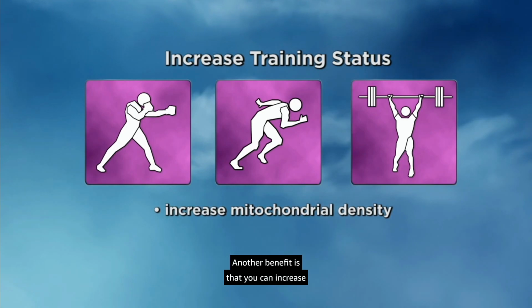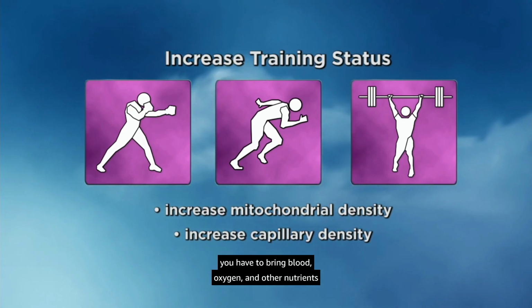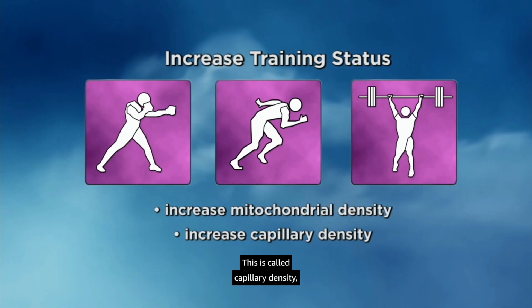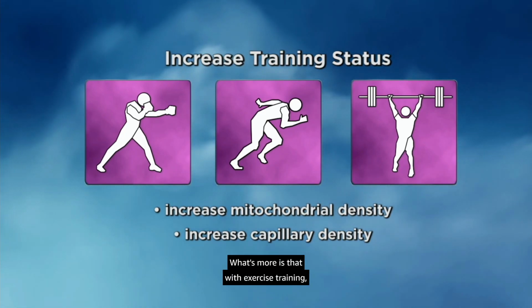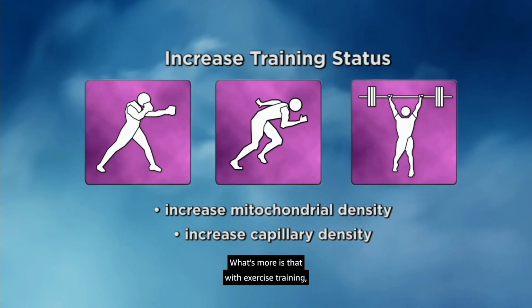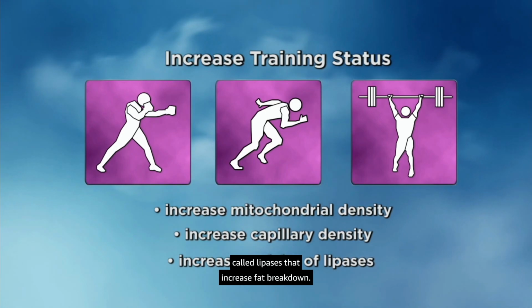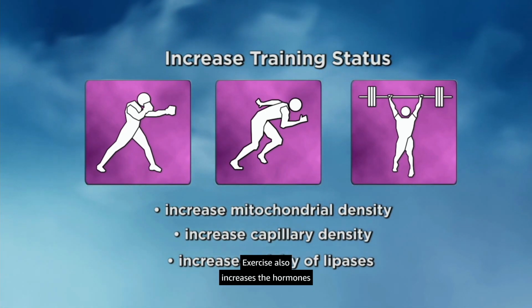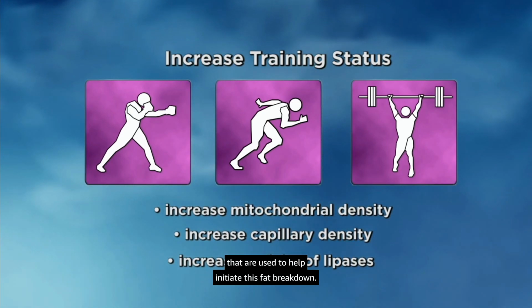Another benefit is that you can increase the number of capillaries, or small blood vessels you have to bring blood, oxygen, and other nutrients to working muscles. This is called capillary density, which you also want to be high. What's more is that with exercise training, you actually increase the activity of enzymes called lipases that increase fat breakdown. Exercise also increases the hormones that are used to help initiate this fat breakdown.